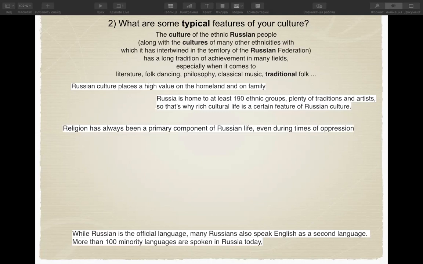Religion has always been a primary component of Russian life, even during times of oppression. There are nearly 5,000 registered religious associations in Russia.